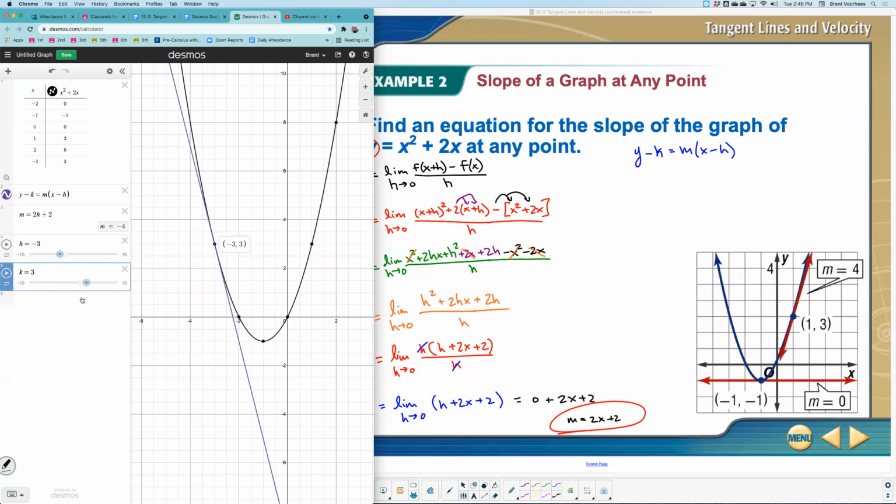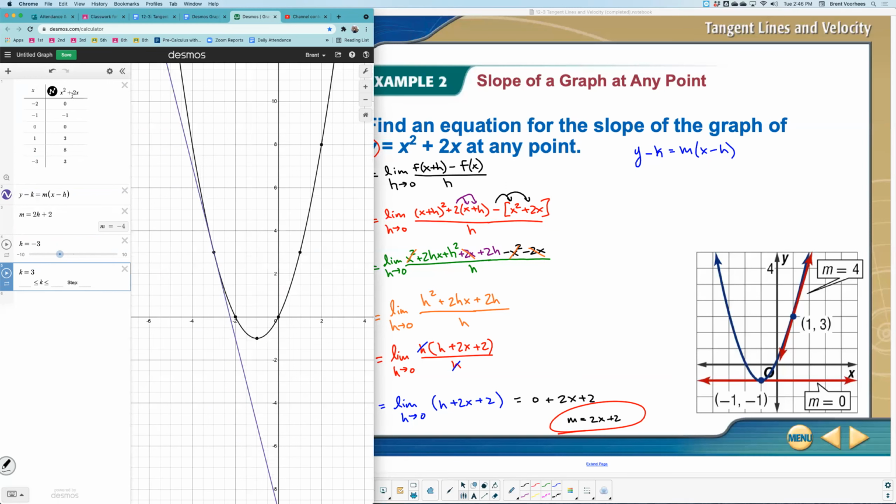Now this would work everywhere, as long as you're choosing a point that's on the graph. If we get a point that's not on the graph, obviously this would not be calculating a tangent line, but as long as it's a point that's on the graph, like -3, 3 was, this little calculator, the way I designed it, would work. I just started off with the equation itself, y equals x squared plus 2x, and once I hit table, it changed it. Then I added the equation of a line in point-slope form, and I added the variables h, k, and m to calculate the rest.